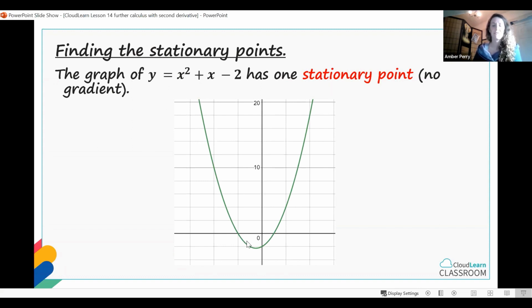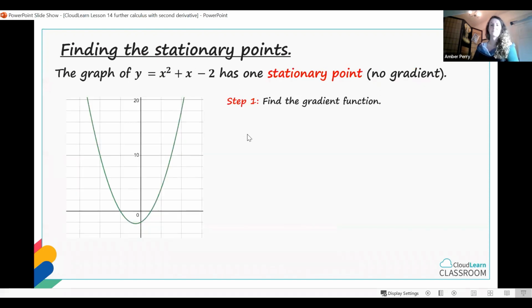So if they have no gradient, then the way we find the stationary point is we have to find the gradient function of the graph, which you know how to do, and then put it equal to 0, okay? Negative gradient, 0 gradient, positive gradient, there we go. So step 1 is going to be to find the gradient function of this graph.